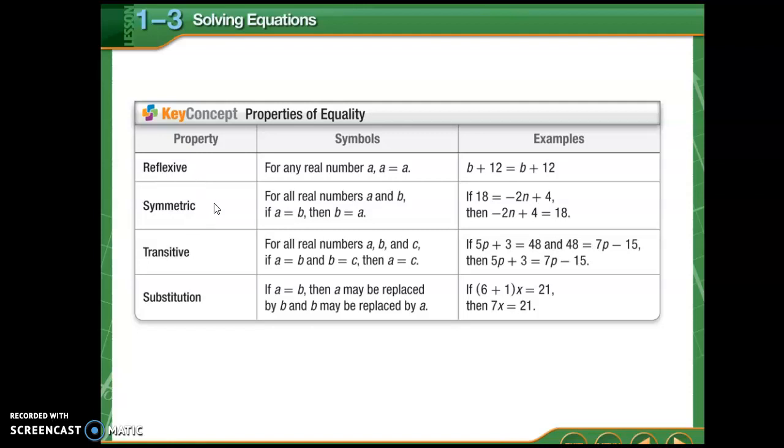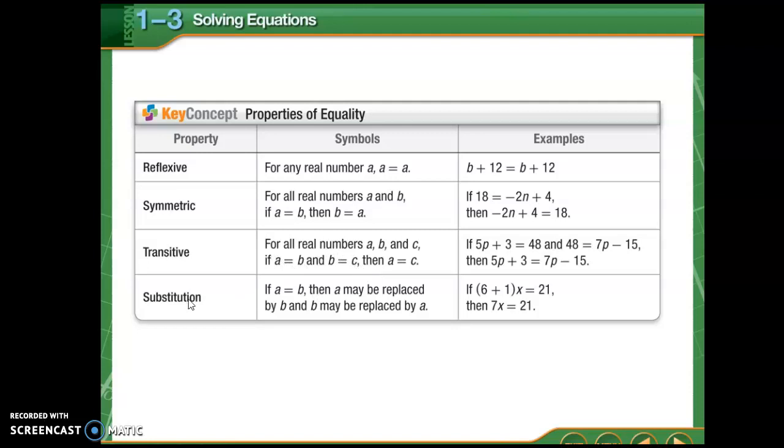Second, symmetric. This time, if a equals b, then b equals a. All you need to do is switch their places, and it's going to be the same. Third one is transitive. In this property, you have 3 variables involved. If a equals b and b equals c, then the first variable a equals the third variable c.